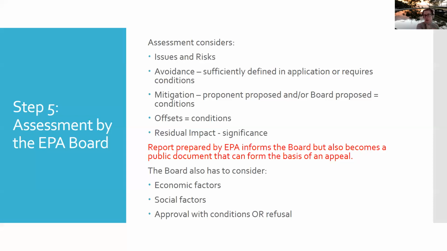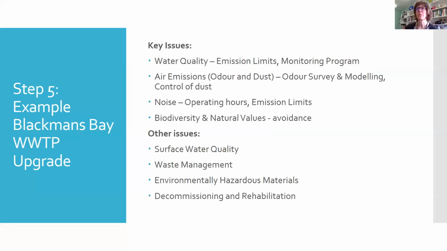And as I said down the bottom here, as an officer, I didn't consider economic or social factors. And it wasn't my responsibility to approve or refuse. That was the board's responsibility. So they would look at the bigger picture of, what is Blackmans Bay Wastewater Treatment Plant for? What is the importance of that plant? And do those issues and risks mitigate or manage the fact that we're building and upgrading a wastewater treatment plant, and the effects it's going to have on people around it, and whether they're going to approve with conditions or refuse. Did you have a question?